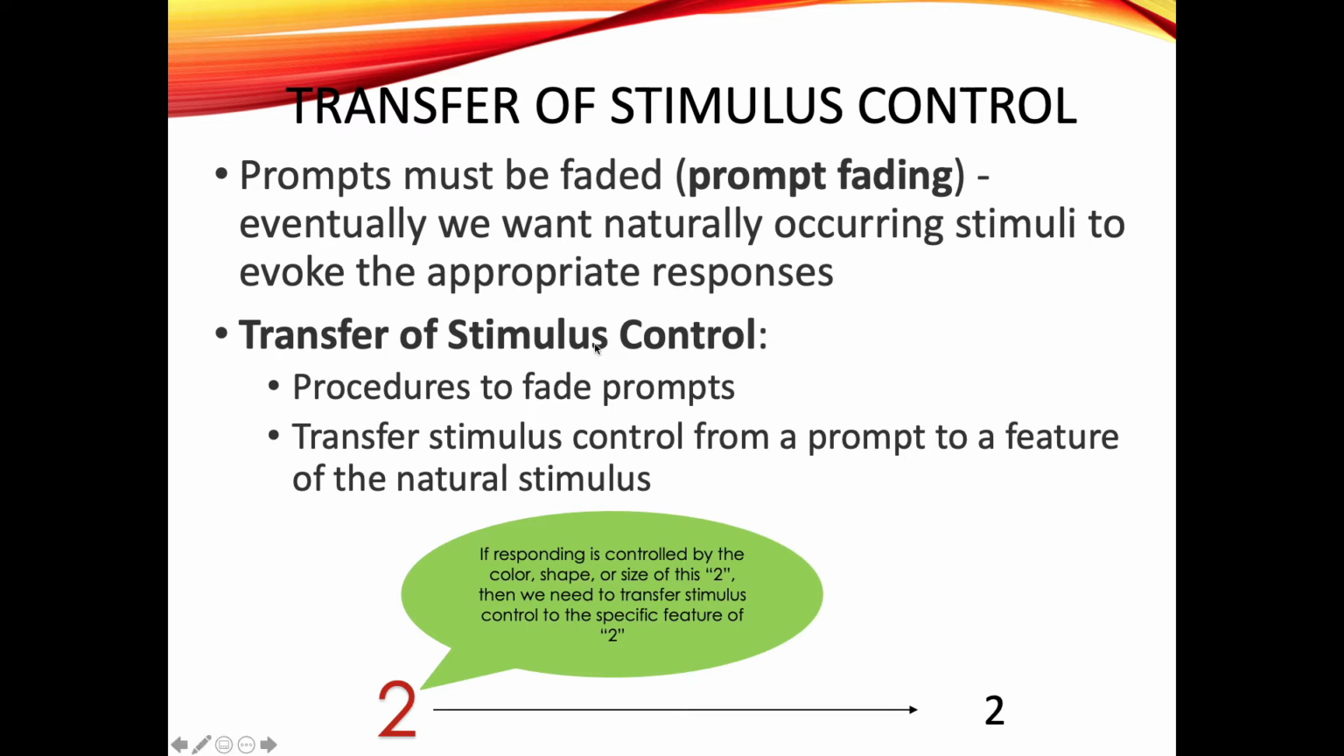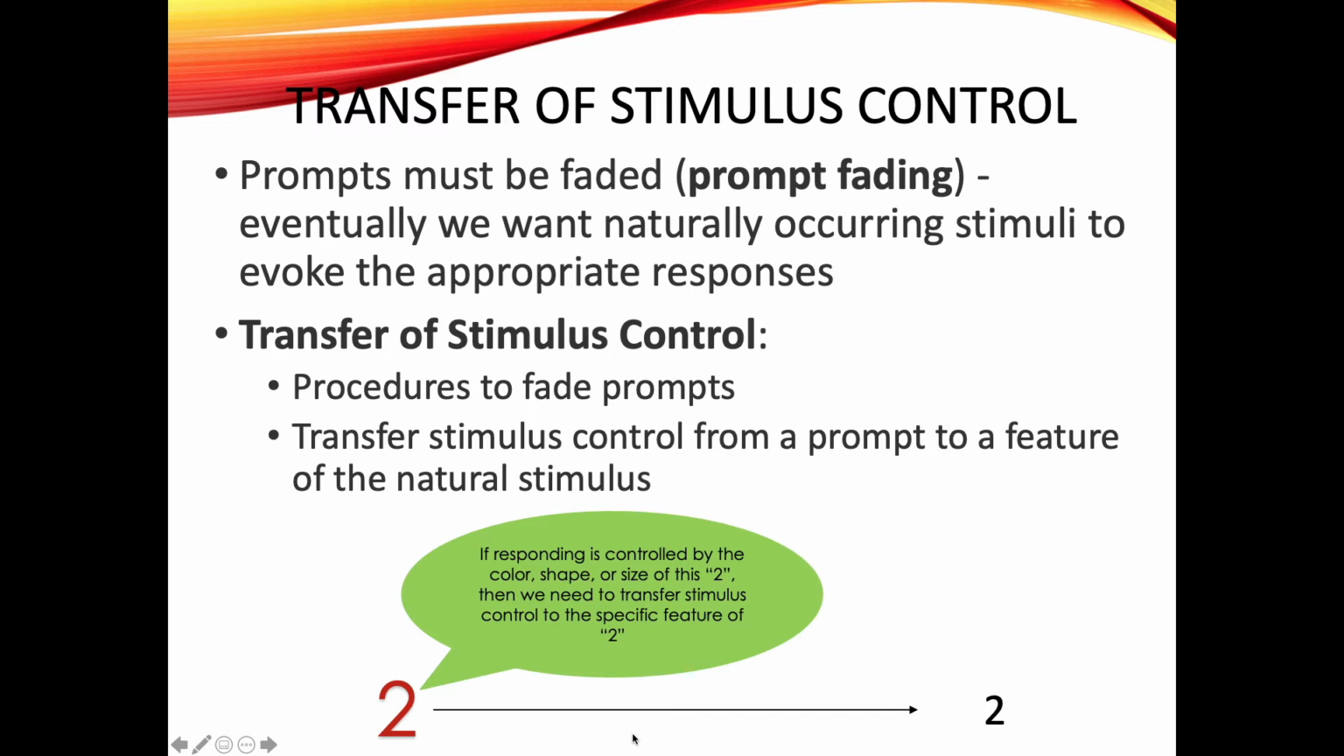So the idea or the process of prompt fading actually relates to stimulus control, in that we're trying to transfer control from the prompt to the contextually appropriate stimuli or stimulus. So I have an example down here, right, where let's say, for example, we're trying to teach the individual to select the number 2 in the presence of the numbers 1 and 2, right?